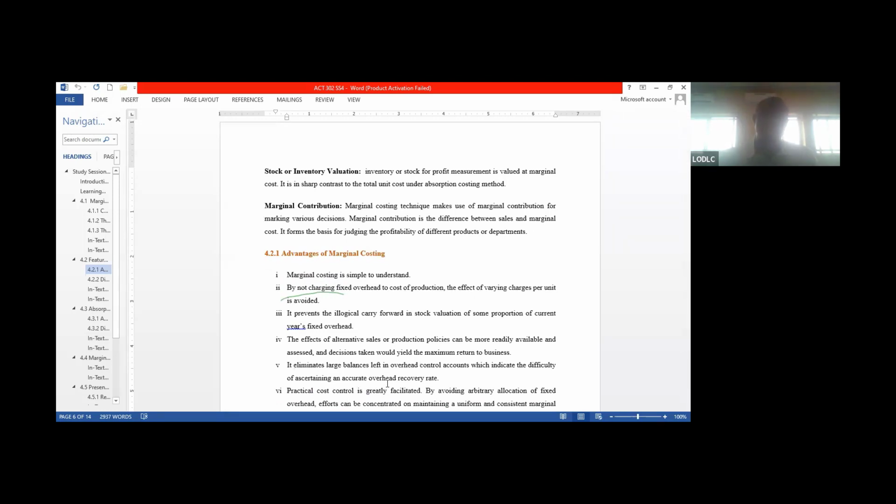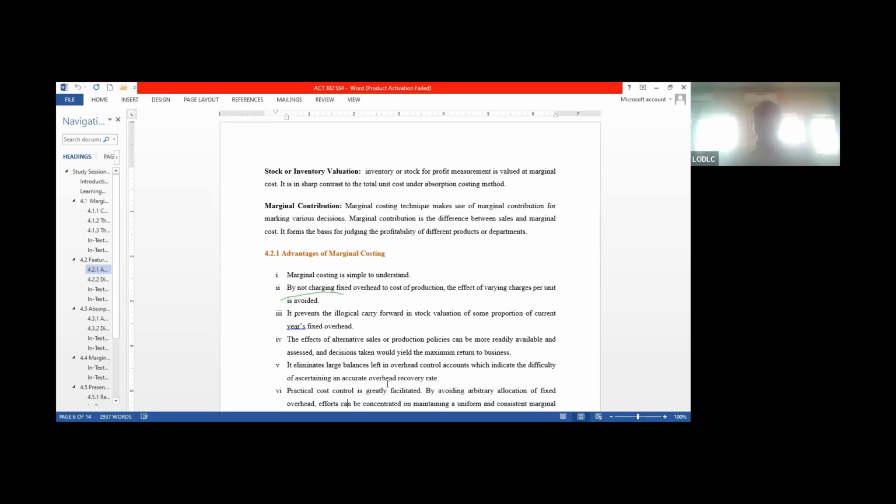When we are talking about advantages of marginal costing, the first one is that it is very, very easy to understand. If I want to explain marginal costing to a layman, what I'll say is, what is marginal cost? It is the cost that is associated with the extra units produced. Now, what is the marginal costing technique? What the technique is telling us is that you have to separate your cost into either fixed or variable cost. It is very easy to understand.